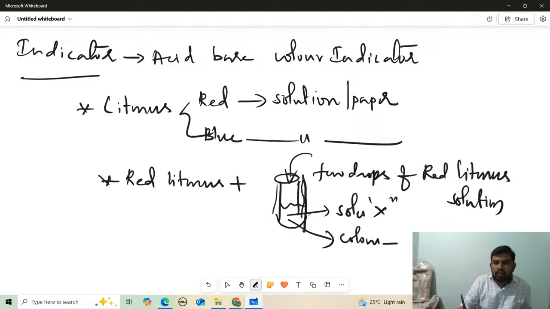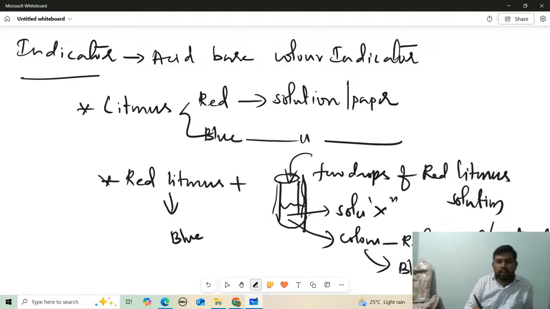If this solution's color turns red, or if it remains red, we can say it may be acid, or, as we are adding red solution, it may be neutral. Suppose the solution's color changes into blue, then I can say it will definitely be a base, because red litmus paper changes into blue color if it is a basic solution.